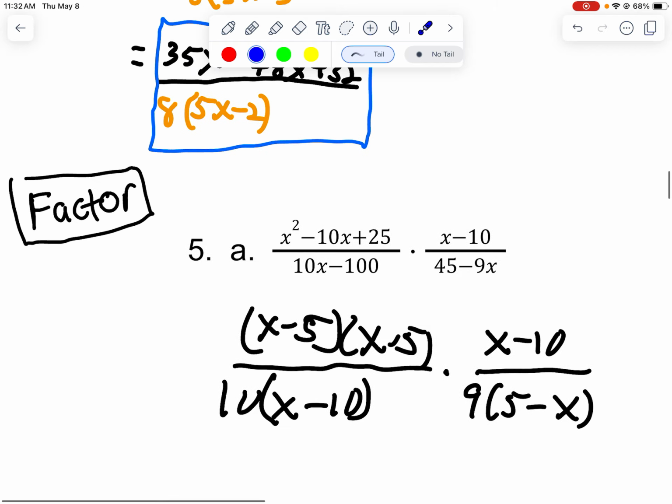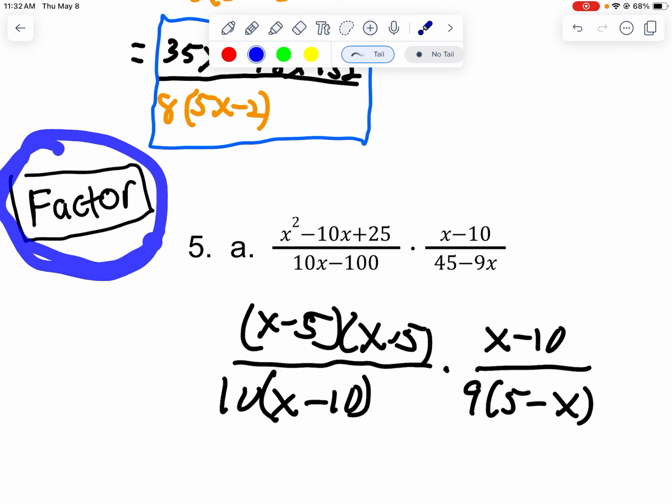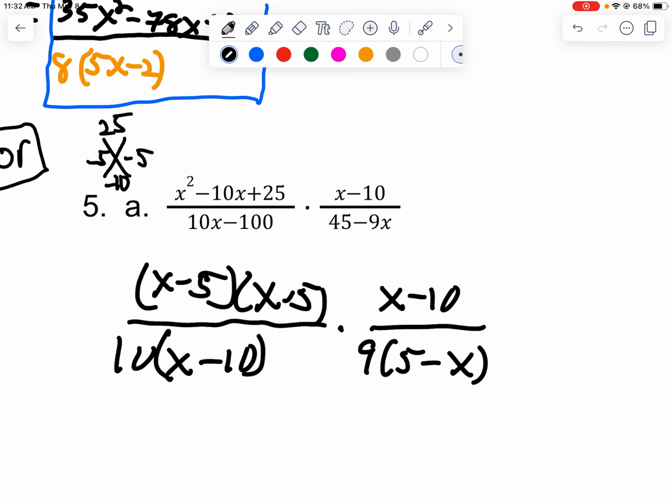But the thing is, there's an F word that you have to use all the time with this. You have to factor. The first thing you should do when you see a polynomial like this is to factor it. Just as a refresher, what multiplies to 25 and adds up to negative 10? You'll see it's negative 5 and negative 5. We call this a perfect square trinomial. So we can rewrite this as x minus 5, x minus 5.